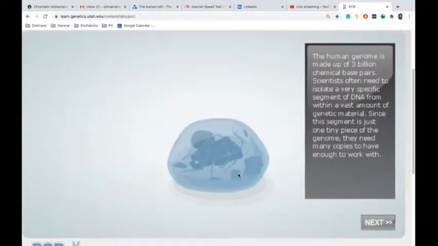The human genome is made up of 3 billion chemical base pairs, and scientists want to isolate specific segments of DNA within the vast amount of genetic material. This genetic material is so tiny, so they need many copies to have enough to work with.